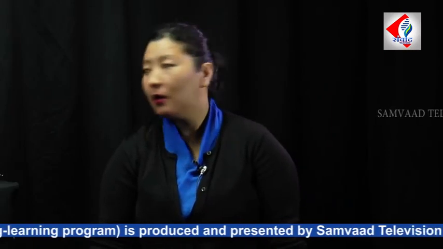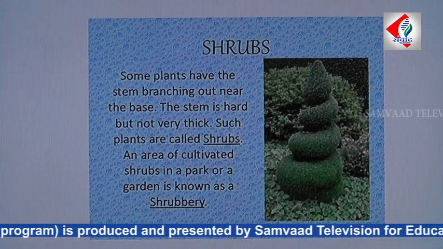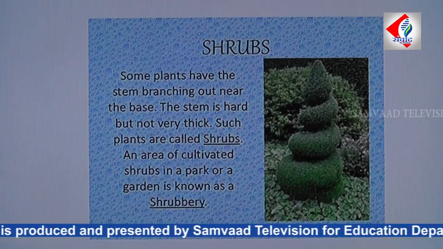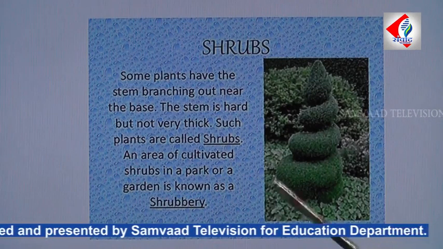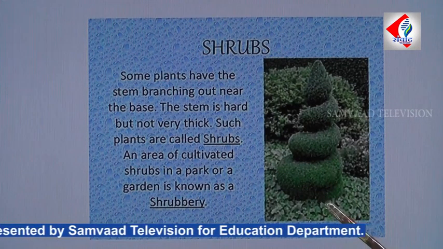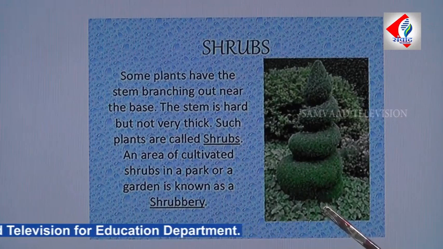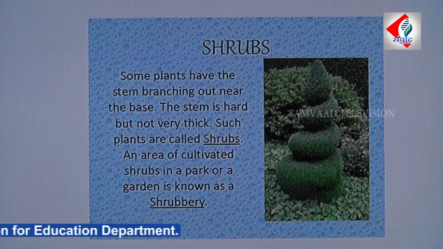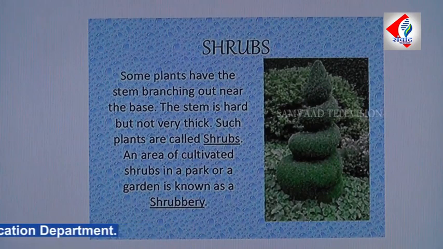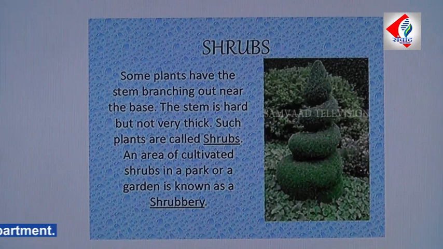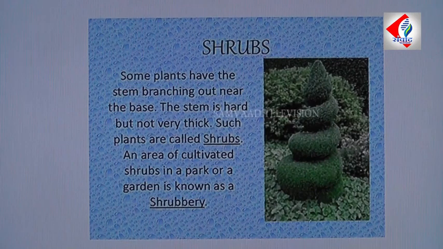So what are shrubs? Some plants have the stems branching out near the base. This is the base of the plant and you can see that the branches are very near the base of the ground. The stem is hard but not very thick. Such plants are called shrubs, and an area of cultivated shrub in a park or a garden is known as a shrubbery.